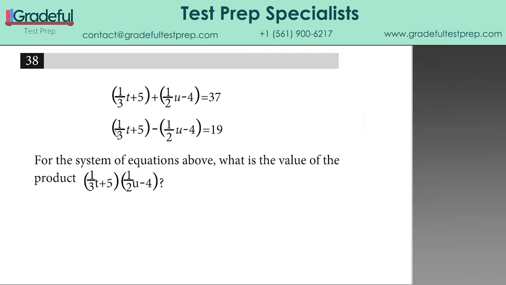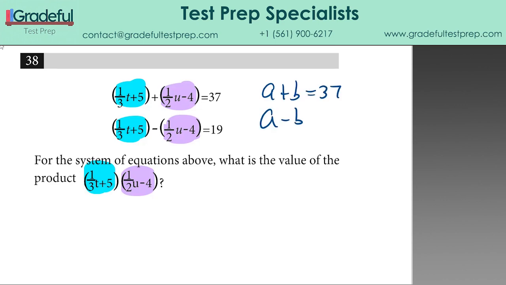Question 38 is a really interesting question because on the one hand, it's a system of linear equations and you can go through the trouble of solving for t and u. On the other hand, you can notice that these things are all identical and these things are all identical. And so what that means is we can substitute in and call this a plus b equals 37 and a minus b equals 19. And look how much easier that is. We're basically calling every blue thing an a and every purple thing a b. Set up like this, it just kind of solves itself.